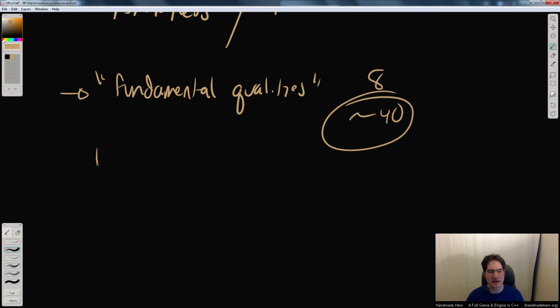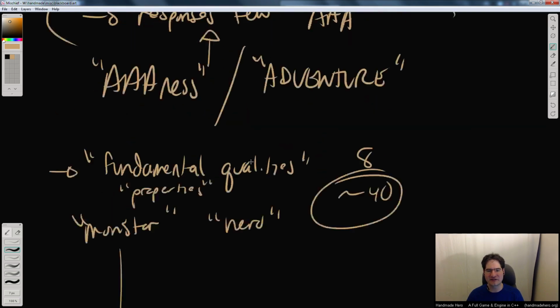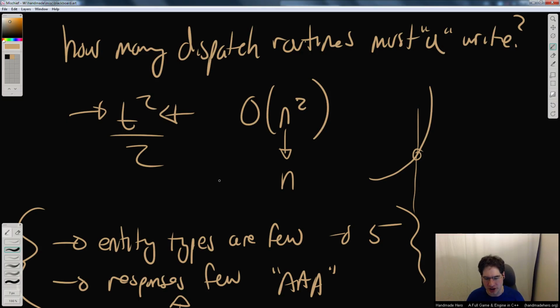So instead of thinking of a monster and a hero as two different things, they're just the same thing in our system, and they just have different fundamental qualities or properties. Oftentimes this is called a property system. Things will be more defined by the properties that they have rather than by a single type. And what that lets us do is fight an n-squared problem with an n-squared solution.